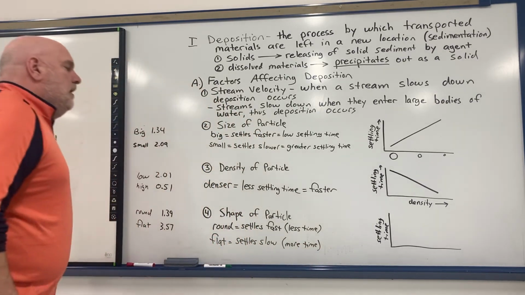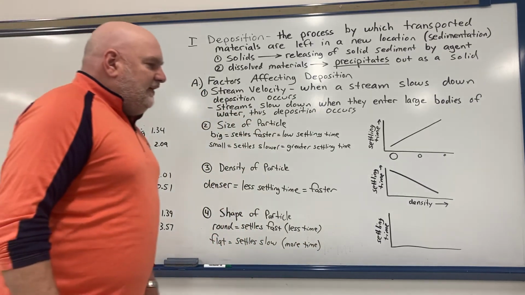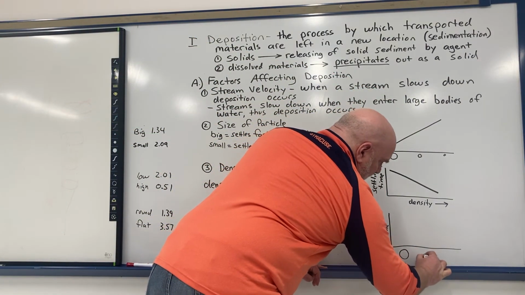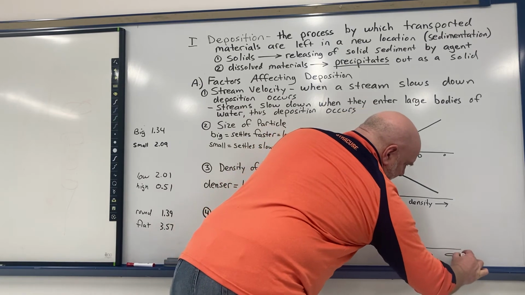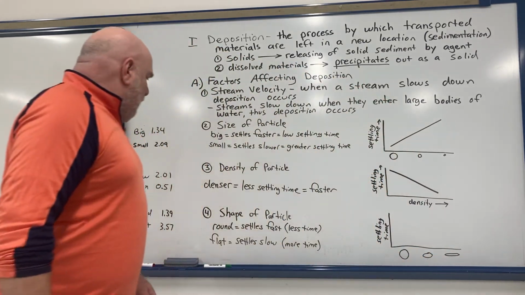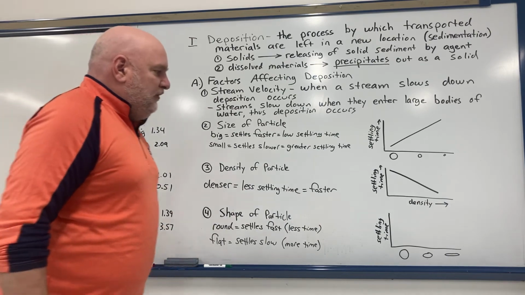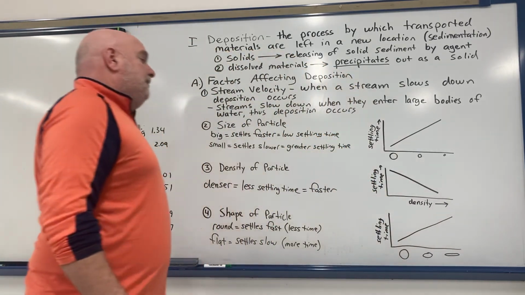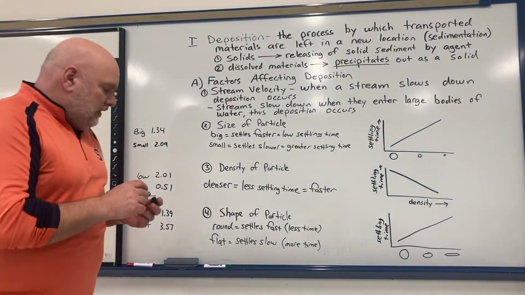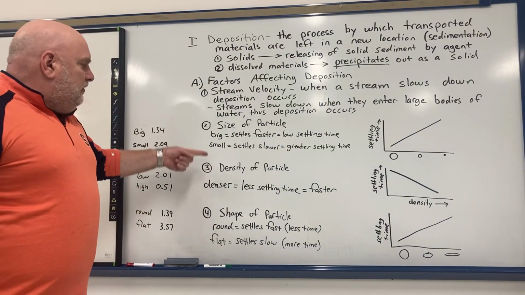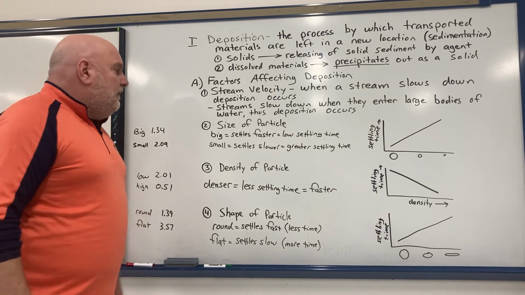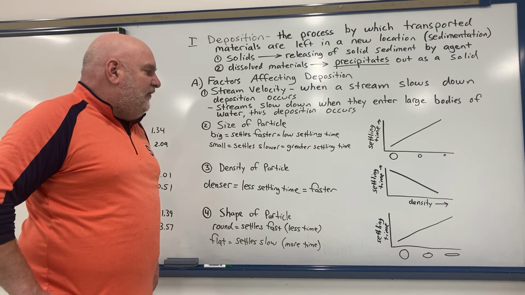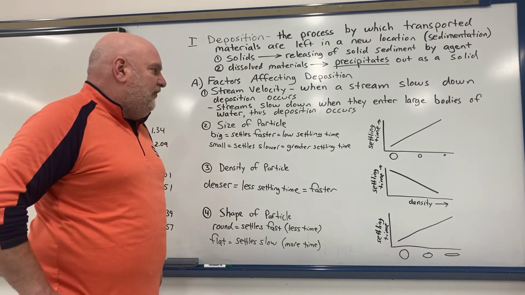Okay. So if I was going to plot this on the graph here, let's say I was going from round to flat, all right? The round one took less time, the flat one took more time. So this graph would go up like that. So size of particle, density of particle, and shape of particle are the three factors that affect how much time it takes a particle to settle.